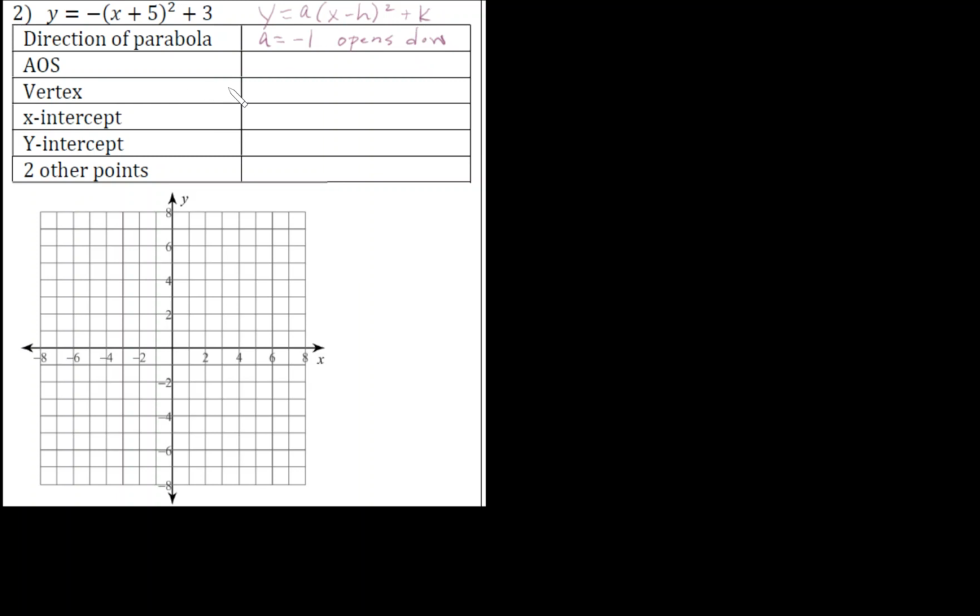The axis of symmetry in vertex form is really easy. All it is, is x equals h. And when you take out h, you have to flip the sign. So x equals -5. Remember to always put x equals. So we have x equals -5 right here.